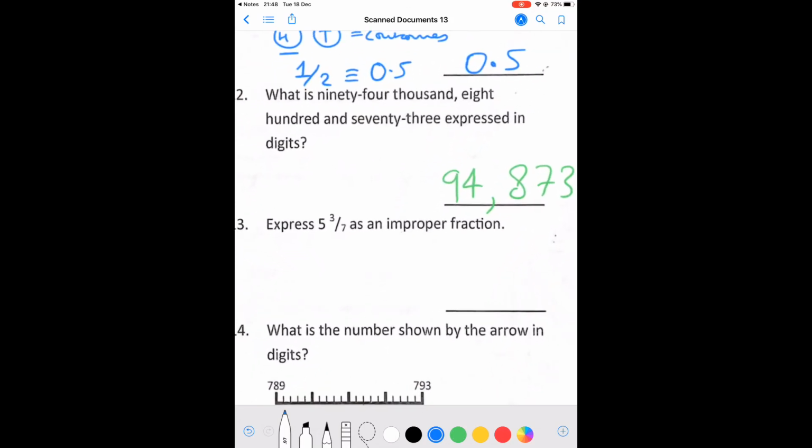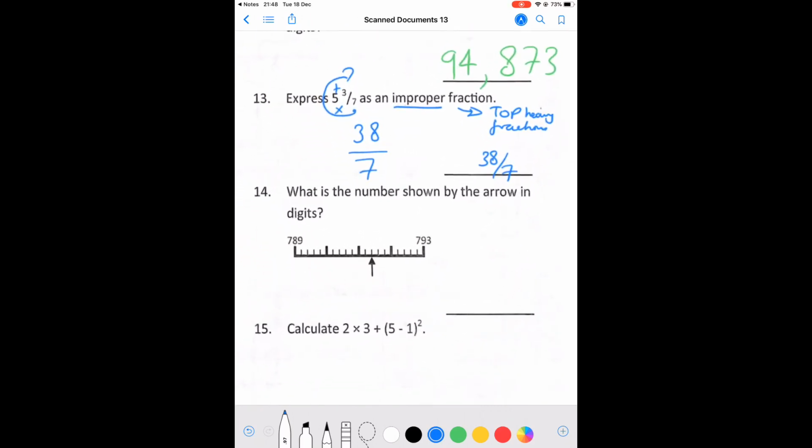Express 5 3/7 as an improper fraction. Improper fraction is also called a top heavy fraction. So we start from the bottom with times and we add. So 7 times by 5 is 35. Then we add the 3, that gives you 38. And the bottom number stays the bottom, and that actually is our answer. Finished.